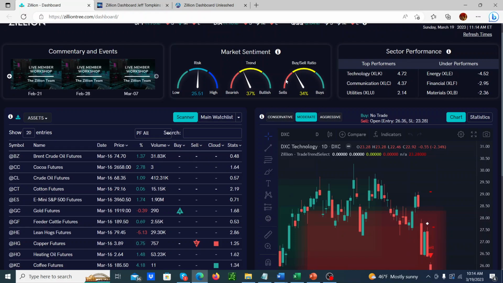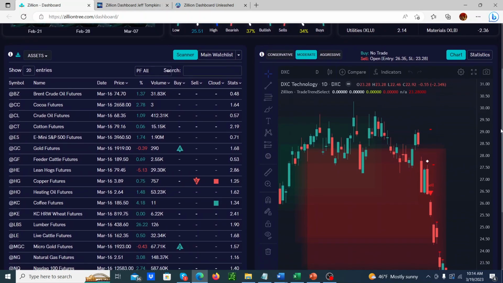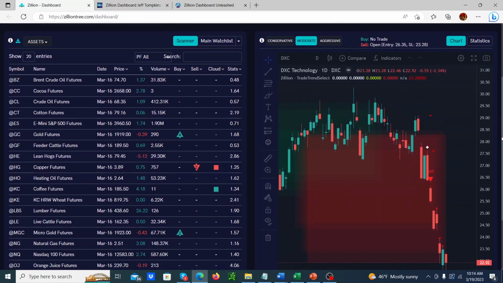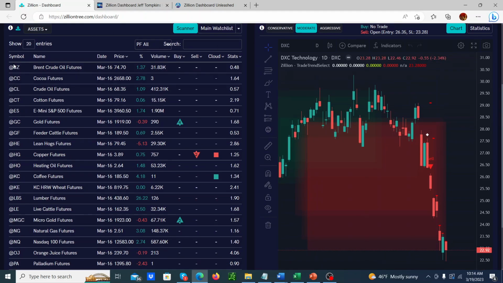I've pulled up the scanner, which is on the left. It's a complex system, but it's also very user-friendly and fairly simple to look at, even though there's a lot of complex stuff going on behind the scenes here. The scanner is on the left, and it can be sorted by all sorts of criteria. It's fantastic. So you can see the symbols on the left here.